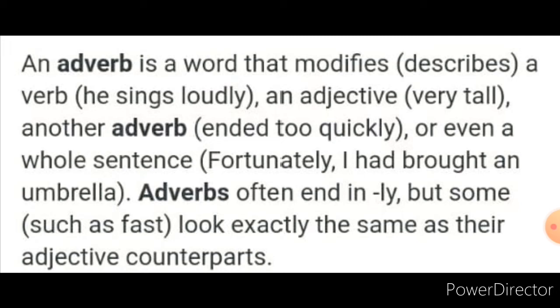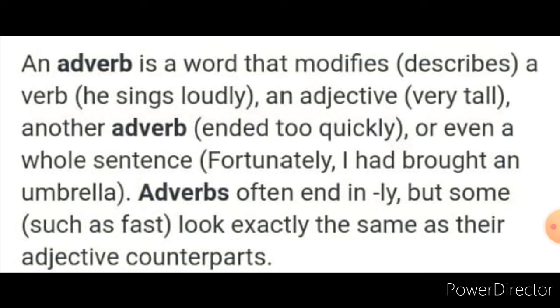An adverb is a word that modifies a verb or an adjective or another adverb in a sentence. The adverb slowly modifies the verb, quite modifies it, and very modifies it. So listen, children, an adverb is a word that modifies a verb, an adjective or another adverb. Look at this example: He sings loudly. An adverb is a word that modifies, means describes, a verb. He sings loudly. How does the boy sing? He sings loudly. It describes the verb here.